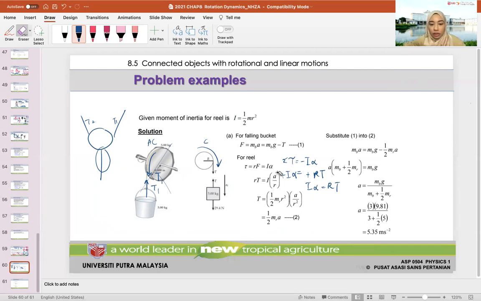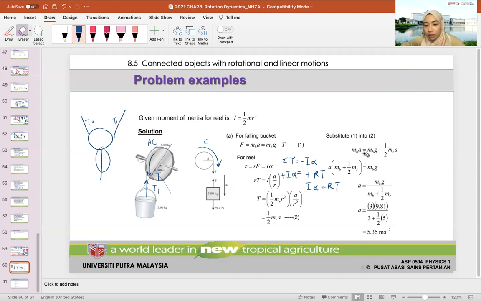RT is equal to I A over R, terus substitute alpha ni as A over R, and then baru dia substitute for I, 1 over 2 mr squared, AR squared. So cancel out, you get 1 over 2 mr A as your tension. The same thing that we did. And then dia tak solve for, dia shortcut lah, dia buat banyak shortcut kat sini.